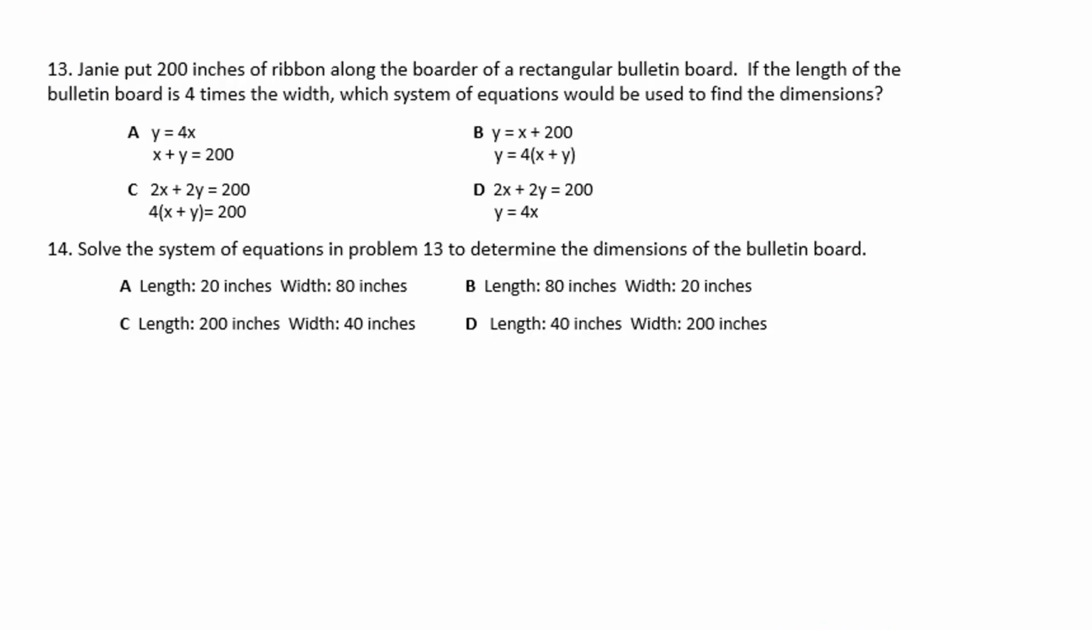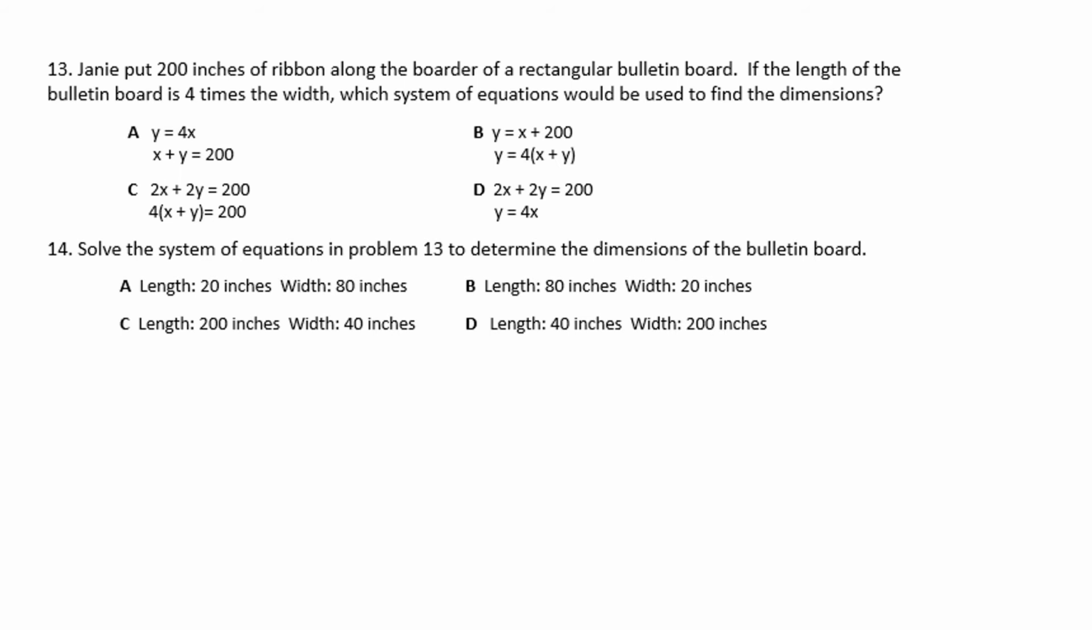Number 13, Janie put 200 inches of ribbon around the border of a rectangular bulletin board. If the length of the bulletin board is 4 times the width, which system of equations would you use to find the dimensions? So you got to think you're going around the bulletin board. That's the outside, so that is perimeter. So you're either adding all your sides or you're doing 2 times the length plus 2 times the width. So just keep that in mind as you start this problem.